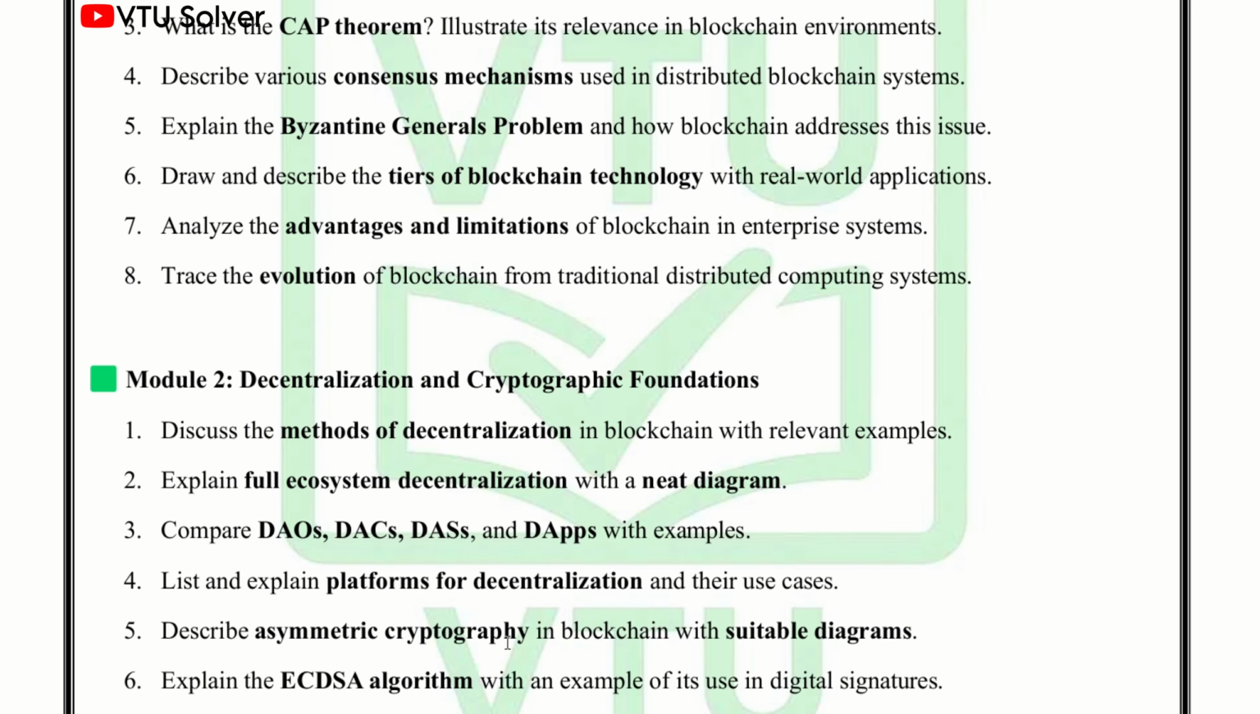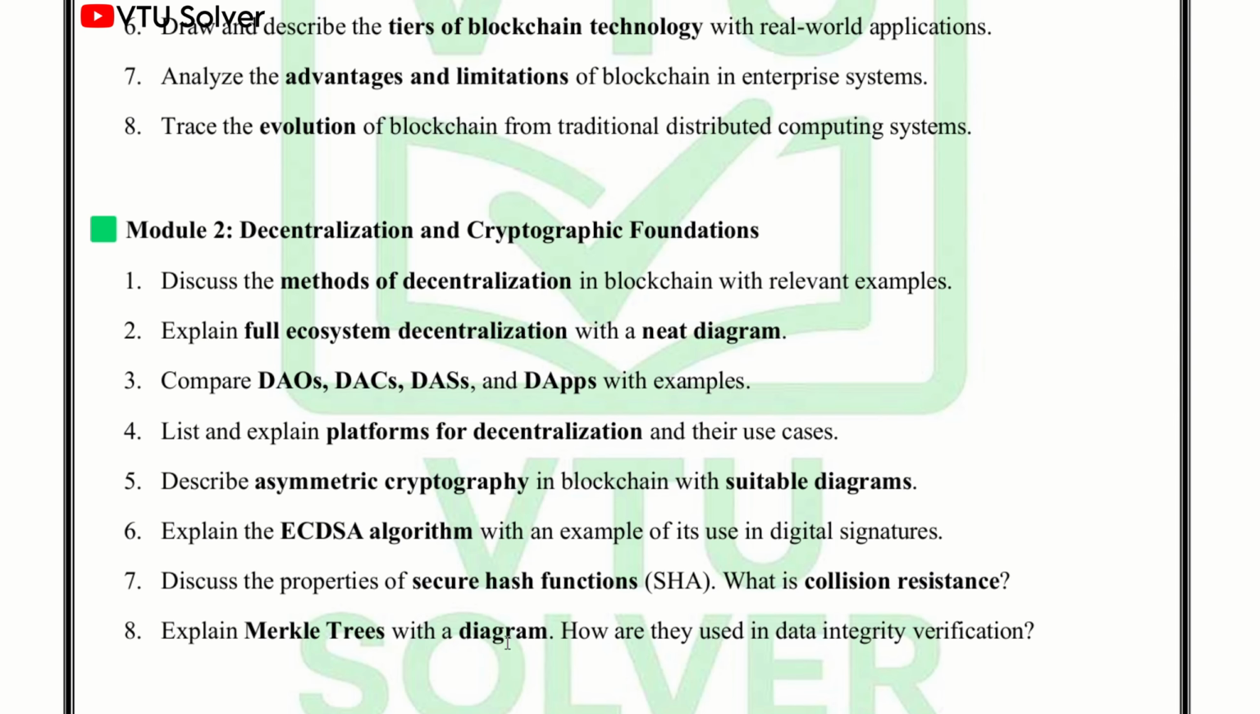Now, second module. Some questions are there in second module. We will discuss this also. First question is discuss the methods of decentralization in blockchain with relevant examples. Second question. Explain full ecosystem decentralization with neat diagram.